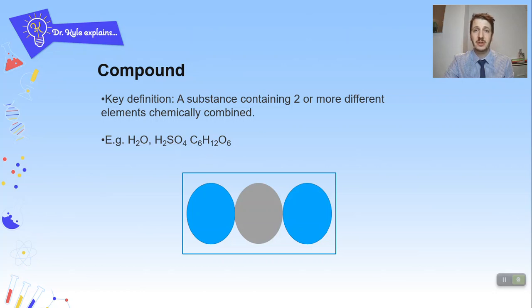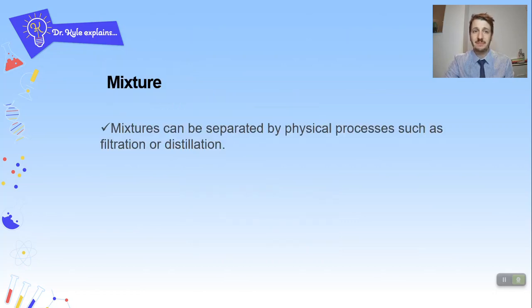Now, this would be a good example of water. The grey circle would be your oxygen, and then the two blue circles either side would be hydrogen. Now, again, because they are different but still chemically combined, they're touching each other, that makes that diagram show a compound.